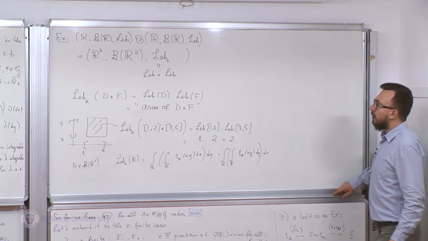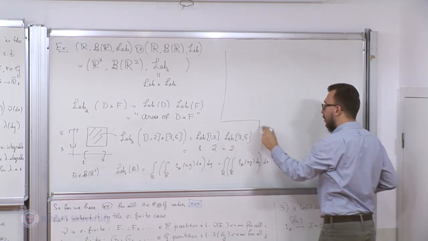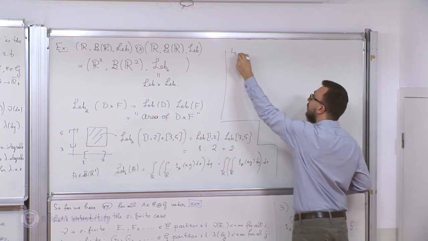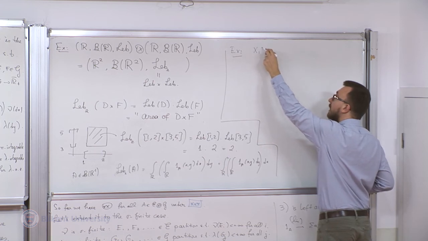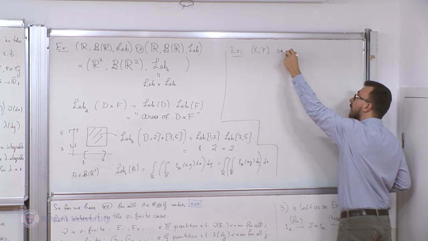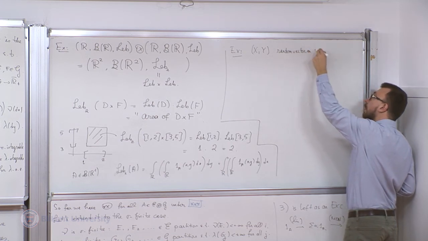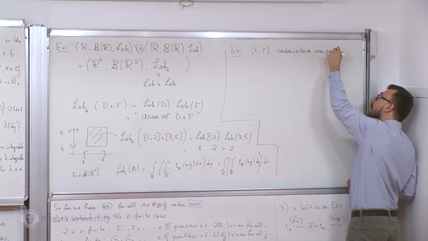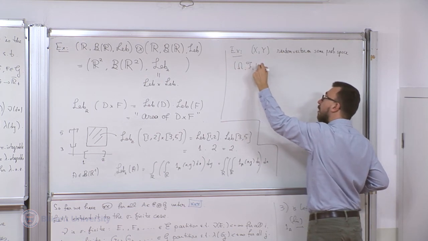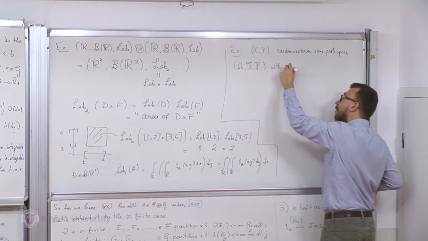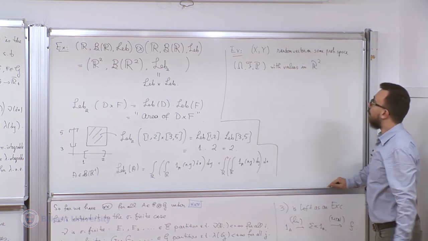And it is, so once you have this Lebesgue measure on R2, you can talk about more general measures. For instance, let's say you have a random vector (X, Y) on some probability space (Omega, F, P) with values in R2, okay? So it's a random vector on R2.